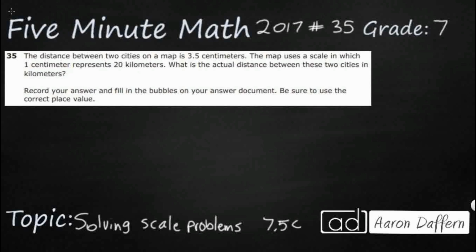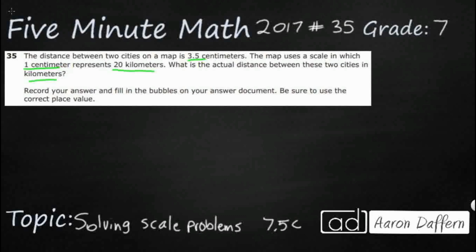So we have the distance between two cities on a map is 3.5 centimeters, but we know that maps have keys. And here we go. The scale here shows that 1 centimeter represents 20 kilometers. So what is the actual distance between these two cities in kilometers?